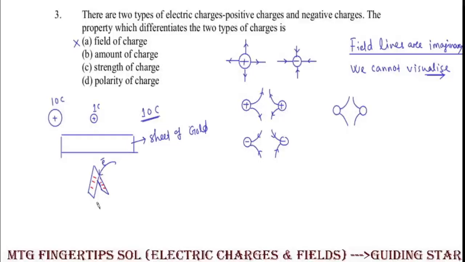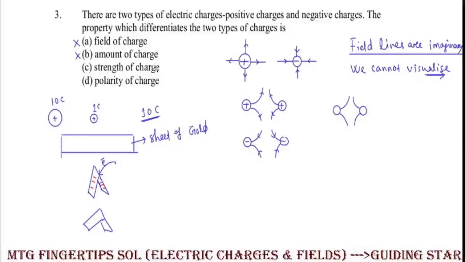That means spread. How it will spread? It will look like this. It will look something like this. Clear? Because there will be repulsive force between the two folded parts of the given sheet. Clear? तो अमाउंट ऑफ चार्ज से यहाँ पे ये मालूम नहीं पड़ेगा कि कौन सा पॉजिटिव है या फिर कौन सा नेगेटिव है. So this will not be a perfect option.